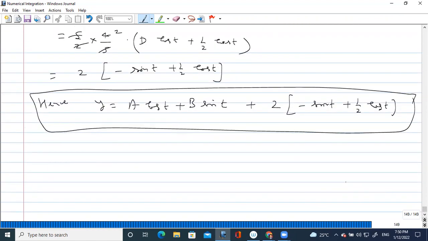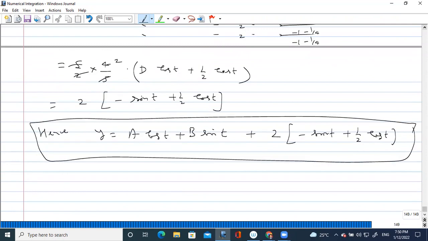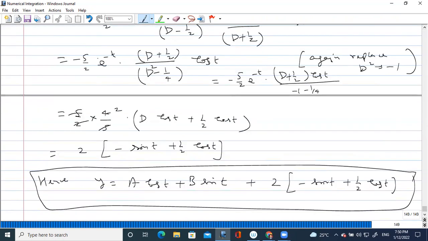Sir, exponential term will be there or not? E to the power minus t. Okay. Yes, it was there, no? Sorry, no, it is there. It is there.